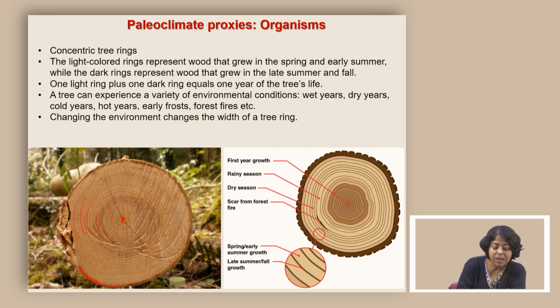Now, there is a variation in terms of color of these concentric rings. The light colored rings represent wood that grew in the spring or early summer, while the dark color represents the wood that grew in the late summer or fall or autumn. And one light colored ring plus one dark colored ring equals 1 year of the tree's life. So, if we know that, then we can basically count how many of these pairs we can find in the tree, and that is going to tell you exactly how many years they lived.